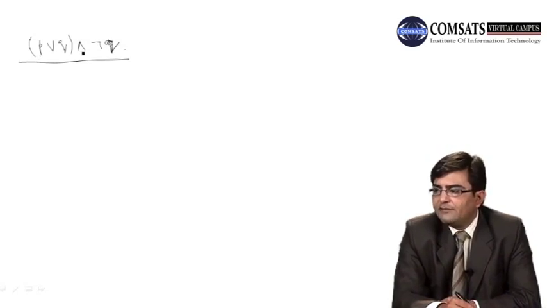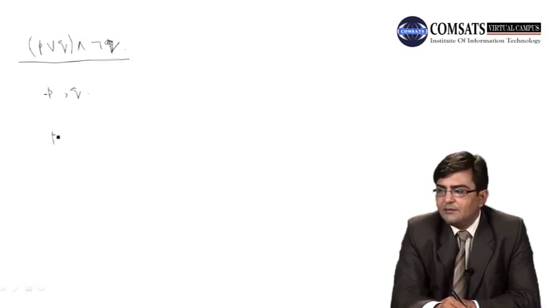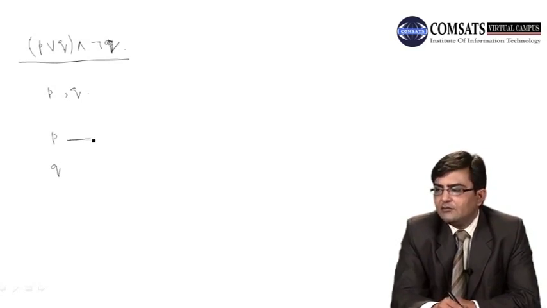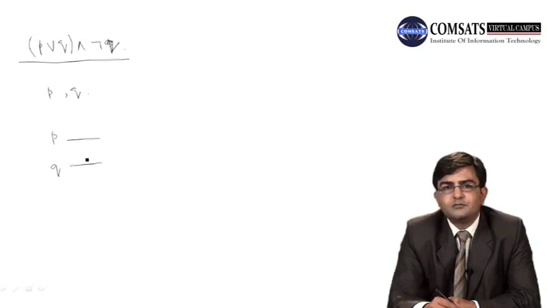So we have two propositions here. First of all, we have to decide how many propositions we have. We have two propositions here, P and Q. So we write them as P and Q, and we draw two lines here corresponding to P and Q.